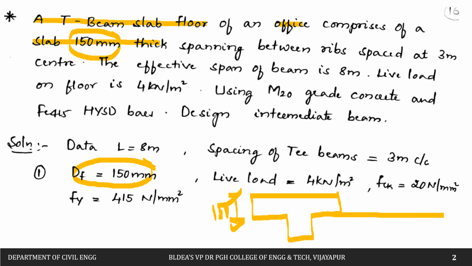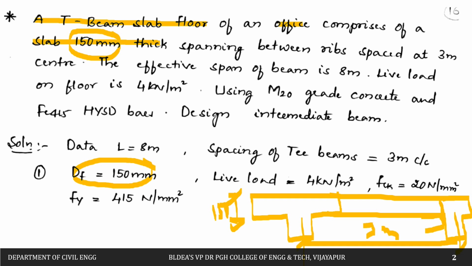So for example, if you take this beam itself continuous, it will be somewhat like this. Right? So another beam we have. So spacing between these is 3 meters. Then the effective span of the beam is 8 meters, that is L is equal to 8 meters, and spacing of T beams is 3 meters center to center. This is 3 meters and perpendicular to this, length is 8 meters effective span.